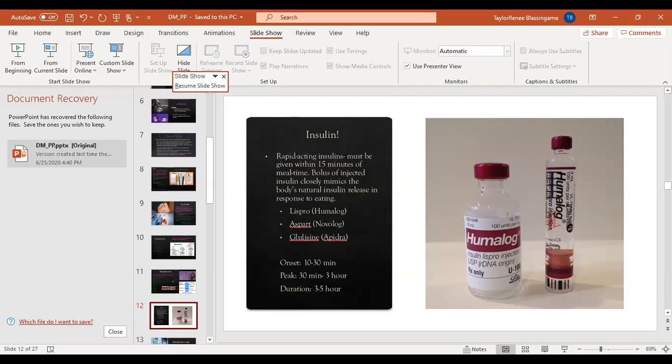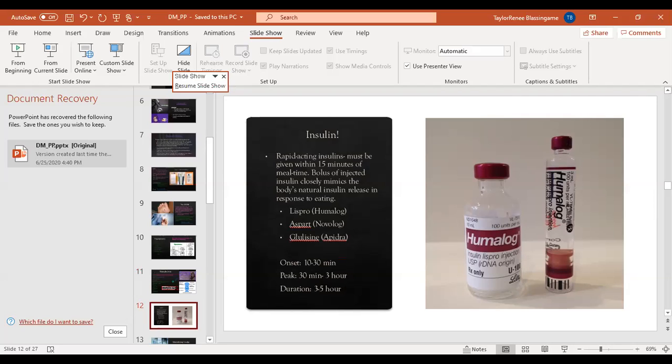The onset is 10 to 30 minutes. Your patient needs to be eating within 15 minutes of giving Humalog or any of these insulins. You can't give it like an hour ahead because they're going to tank on you. You're going to be really screwed. And then peak is 30 minutes to 3 hours, and duration is 3 to 5 hours. This is for mealtime specifically.